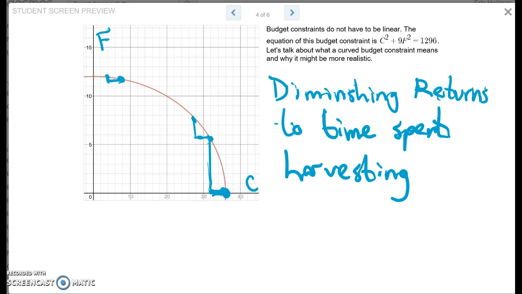The concept of diminishing returns is super important in economics. We're going to see it a lot. Okay, notice this is in contrast to the linear case where the trade-off between coconuts and fish was constant the whole time. All right.